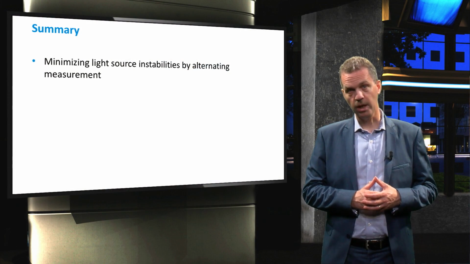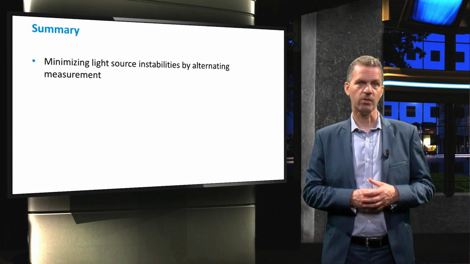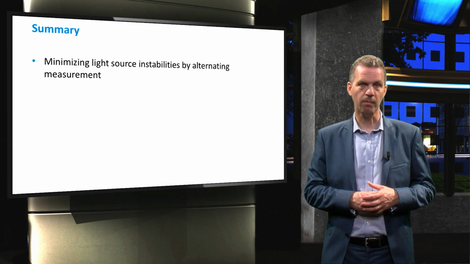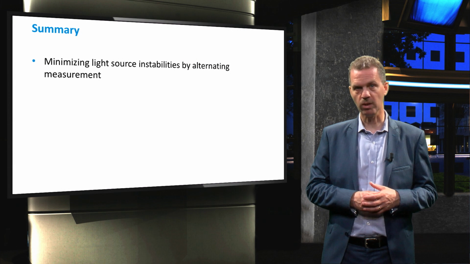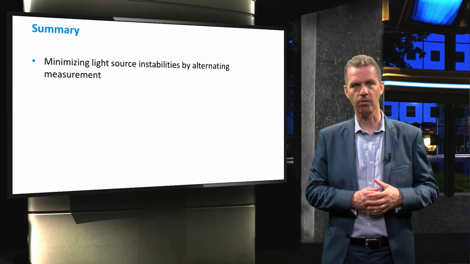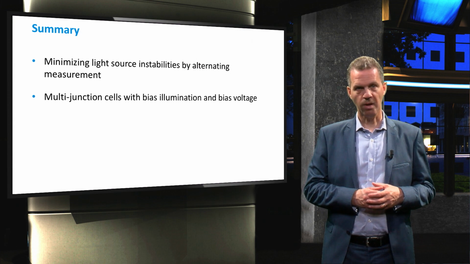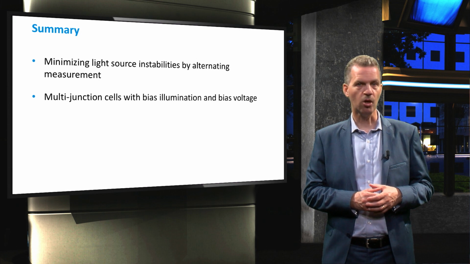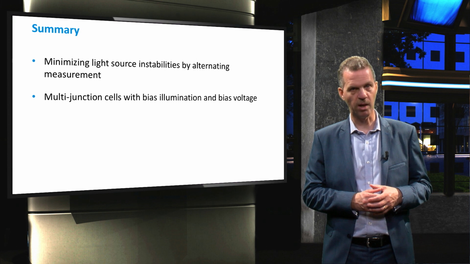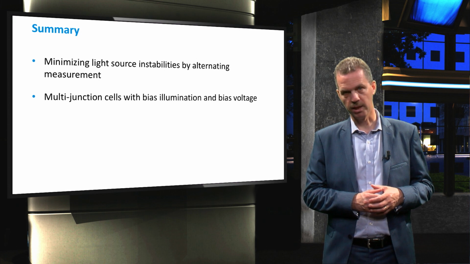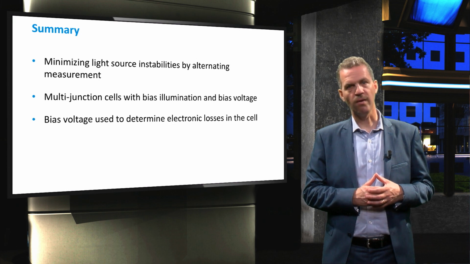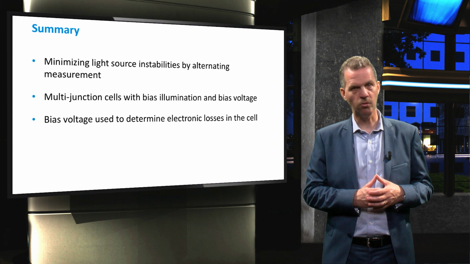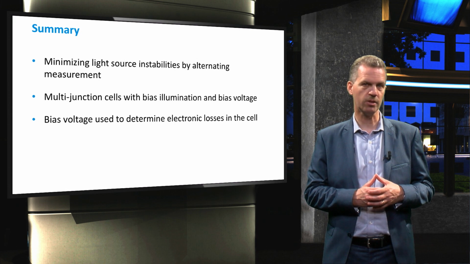To summarize this video, we have shown how the influence of instabilities of the light source can be minimized by alternately measuring the reference diode and the solar cell. Furthermore, we have demonstrated how the EQE of a multi-junction solar cell can be determined by using various colors of bias LEDs and voltage bias. Finally, we have discussed that bias voltage can also be used to determine electronic losses in a solar cell.